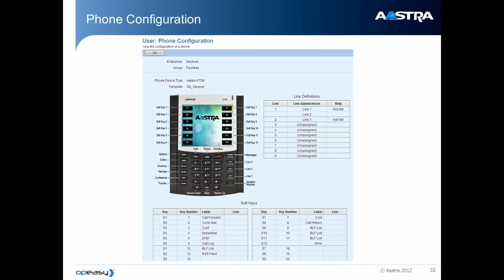This is a representation of the phone configuration. Each phone type will have a separate configuration. This example is for the Astra 6739i. The availability, features, and details will vary based upon phone capabilities.